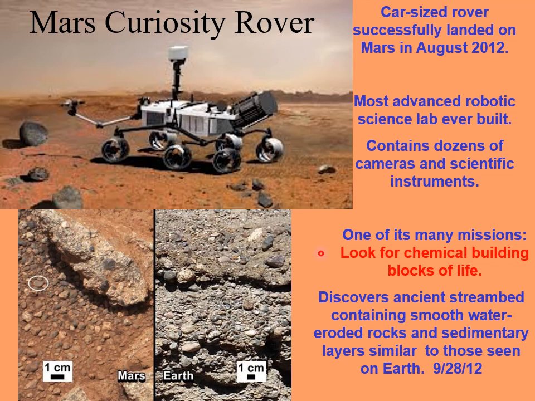There are many highlights of the Curiosity rover mission, but one of the most interesting is it discovered an ancient Martian stream bed which contains smooth, watery, eroded rocks and sedimentary layers very similar to those seen on Earth. So this picture here is of a dry stream bed on Earth, and this is basically the same geologic feature seen on Mars. And by analyzing the shape and how smooth these pebbles are, scientists were actually able to estimate how fast the water was flowing in this ancient Martian stream.